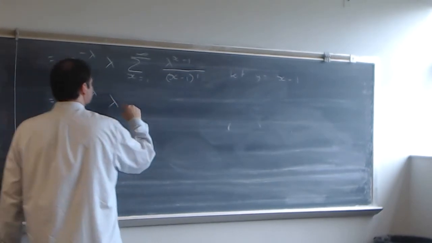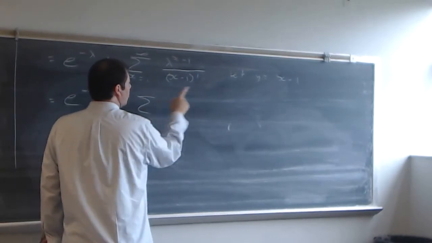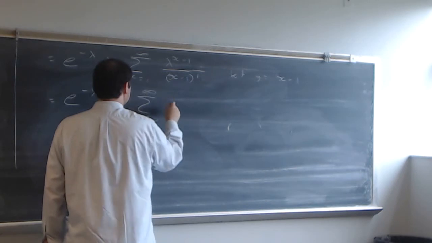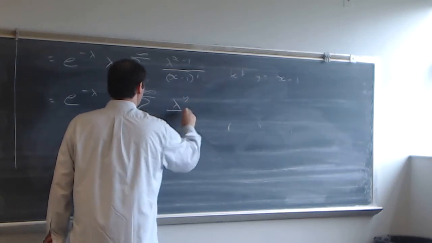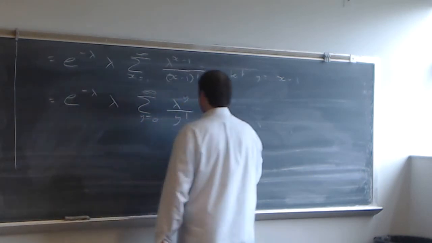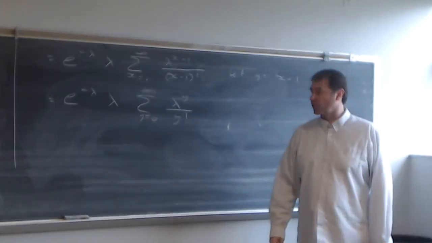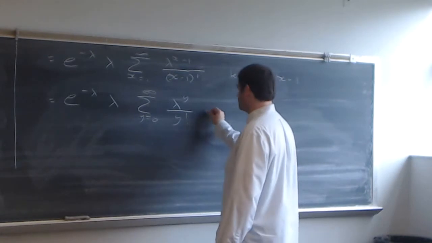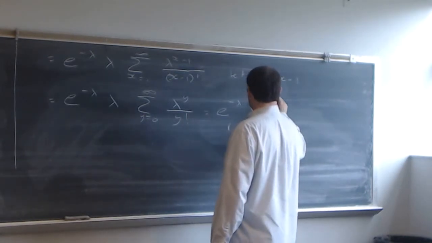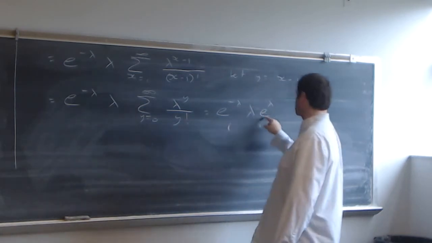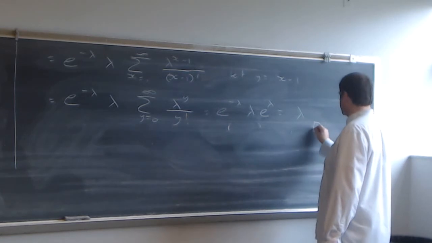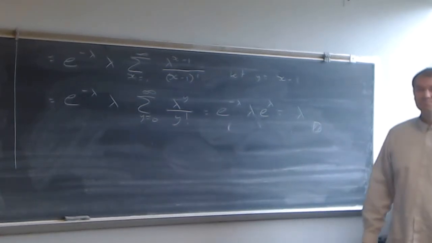So e to the minus lambda times lambda, this will be the sum. Now y runs from 1 less than x, so y would run from 0 to infinity. This would be lambda to the y over y factorial. And that fits the exact representation for e to the lambda in terms of Taylor's theorem. And of course, e to the minus lambda times e to the lambda cancel from each other, we just get lambda. And that's the proof.